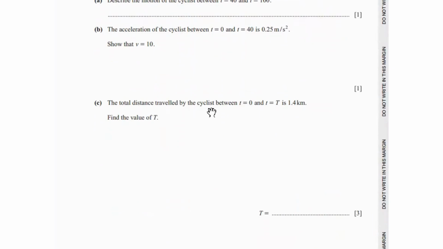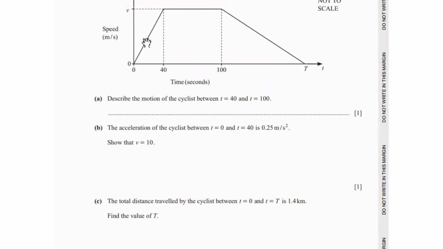The total distance traveled by the cyclist between t equals 0 and t equals t is 1.4 kilometers. Find the value of t. So now for the entire journey, distance in a speed-time graph is the area under the graph. And as you can see from the graph, the shape is a trapezium. In a trapezium, what we need is the length of the parallel sides, which are these two, and our height.